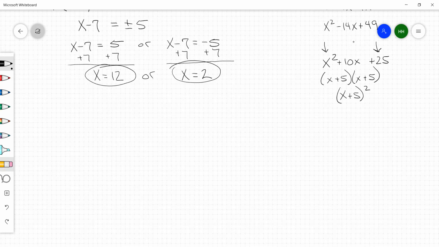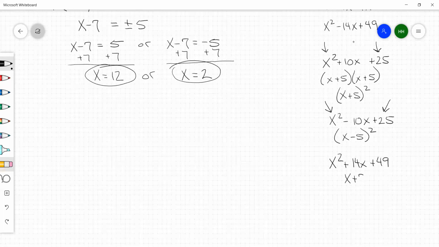Y'all see it? If it was x squared minus 10x plus 25, then what are the factors? Good. Then it's x minus 5 squared. You still got a perfect square and you've got a perfect square. And the next technique that we're going to learn is going to be based on y'all understanding this perfect square concept. If you had x squared plus 14x plus 49, that's another perfect square trinomial. That factors to x plus 7 squared.